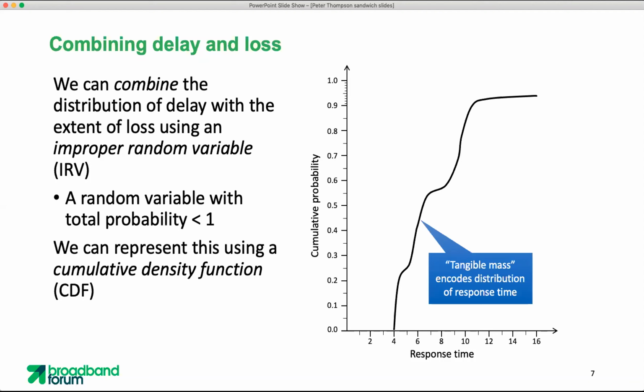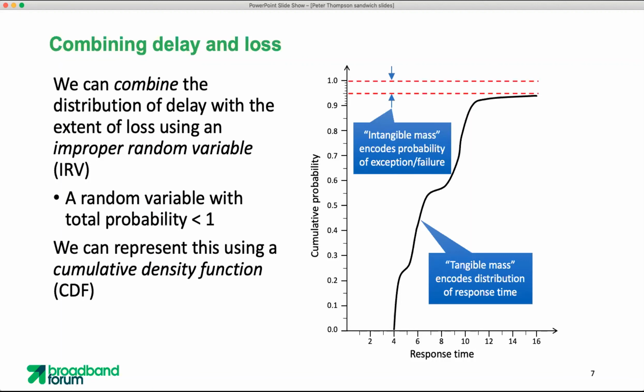So this part of the curve, this is an improper random variable. This part we call the tangible mass, and it encodes the distribution of the response time. But it doesn't quite make it to the top. There's this gap below 1, which we call the intangible mass, and that's where we have the probability of the thing not working at all.